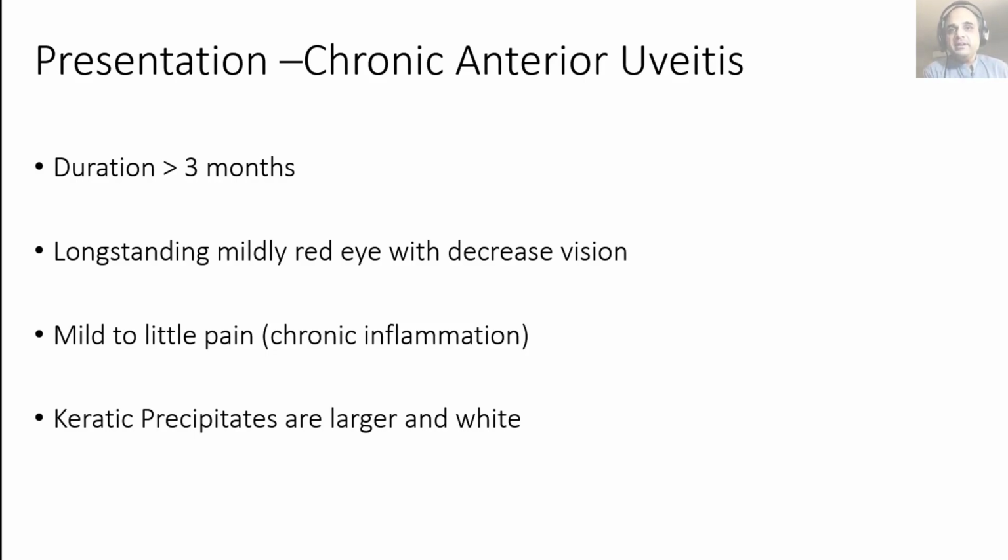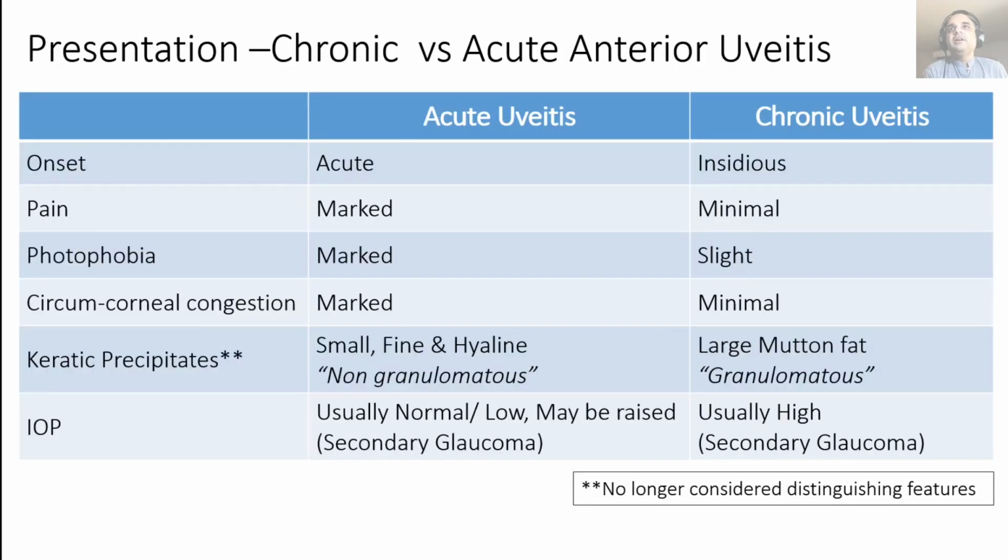And the keratotic precipitates have been traditionally described to be larger as compared to that of acute anterior uveitis. I'll show you a picture of comparison, though the evidence is of dubious quality with regards to the size of the keratotic precipitates. So this is a difference between an acute and a chronic uveitis.